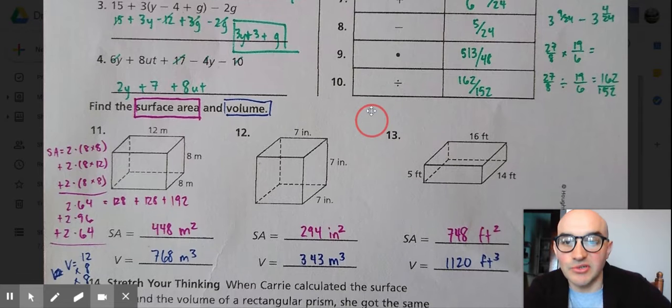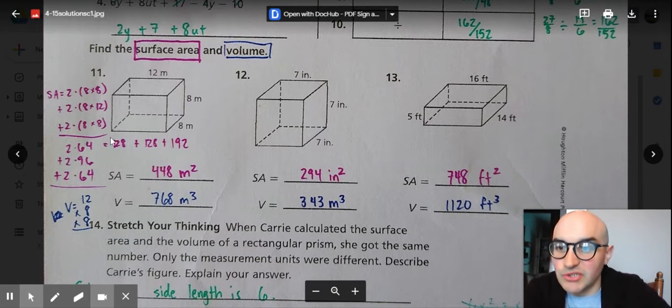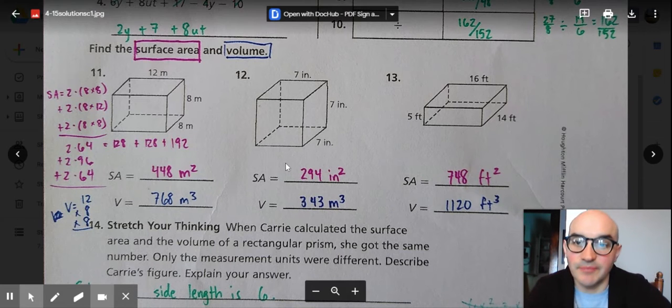Let's come down to numbers 11 through 12. Number 11, I showed my work for surface area. Remember, we're finding the area of each of the rectangles that make up this cube, so the faces of each one. You can see my work there in pink. I multiply them together, and then I add them all up because we want the total surface area. So we add them all together. We get this number, 448. And then the volume here, remember, it's just found by multiplying length times width times height. I kind of showed you the length, height, and width. There you go, and we get 768.